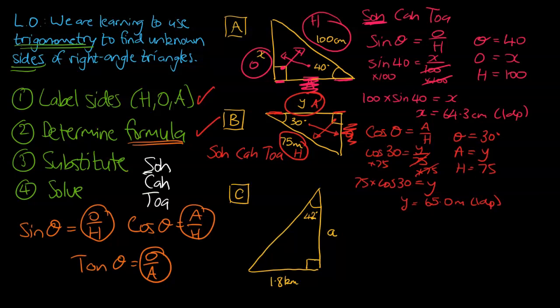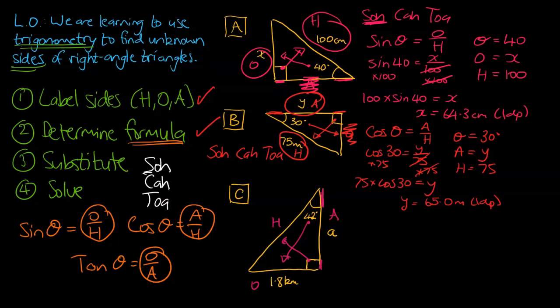And the final question we're going to look at, question C, following our four-step process again, let's label our sides. So here's the right angle. Opposite to that is the hypotenuse. Here's the given angle. Opposite to that is the opposite. And we got the right angle and the given angle. In between those is the adjacent.